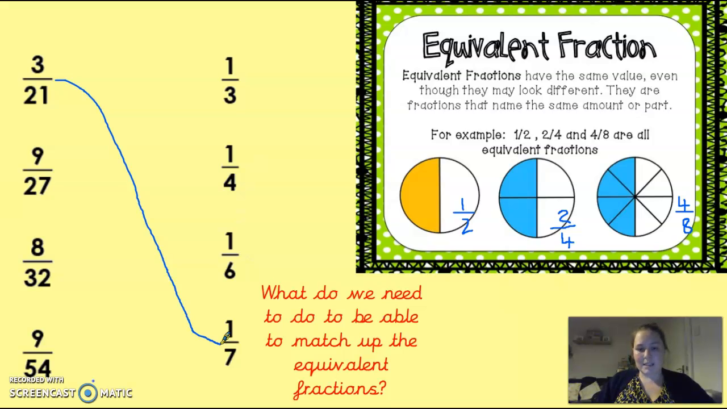If I look at 9/27, again, if I'm knowing my times tables, I'm trying to find a number that they'll both divide by. Okay, I could pick 3, but I want the highest one, so I'm going to pick 9. 9 divided by 9 is 1, 27 divided by 9 is 3, so that's a match.